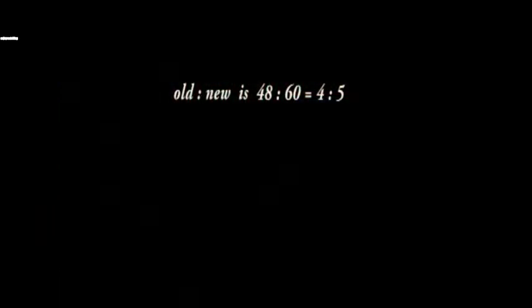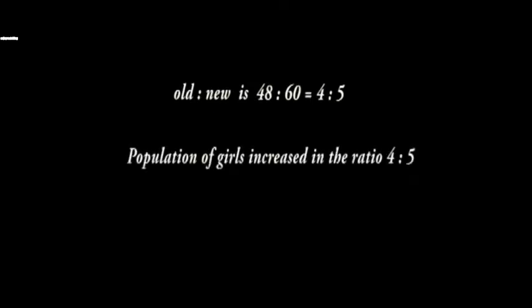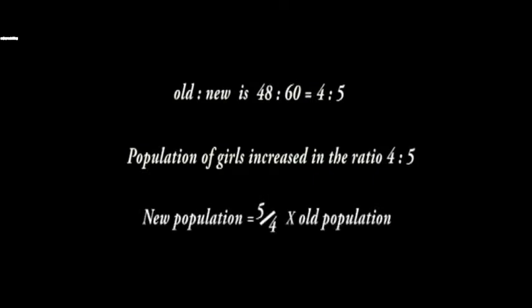Change in ratios. In our example, the girls' population changed from 48 to 60. The ratio of old to new population is 48 to 60, which is 4 to 5. We say that the population of girls has been increased in the ratio 4 to 5. This means that new population is equal to 5/4 times old population.